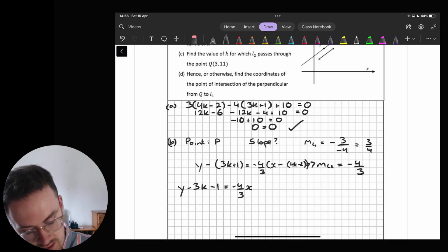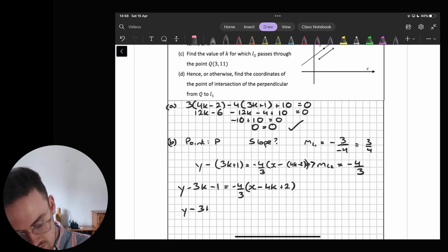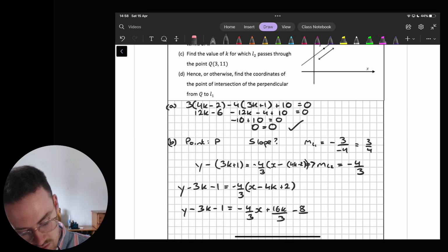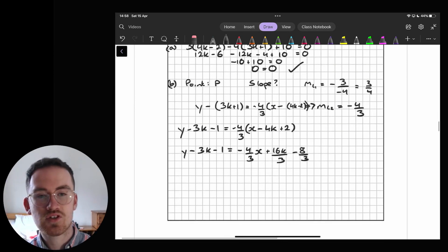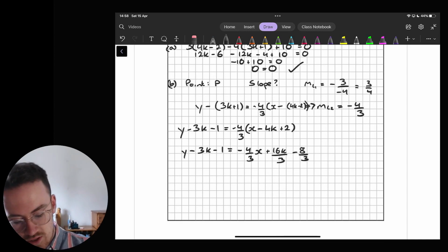And let's see then. Do you know what we'll do actually first is we'll multiply the minus 4 in here. So minus 4k plus 2. So y minus 3k minus 1 equals minus 4 over 3 x plus 16k over 3 minus 8 over 3. And then we'll just tidy up a little bit. Okay, we'll multiply across by 3 to get rid of those fractions, just to keep everything nice and neat, because we're probably going to have to work with these answers in the next parts.